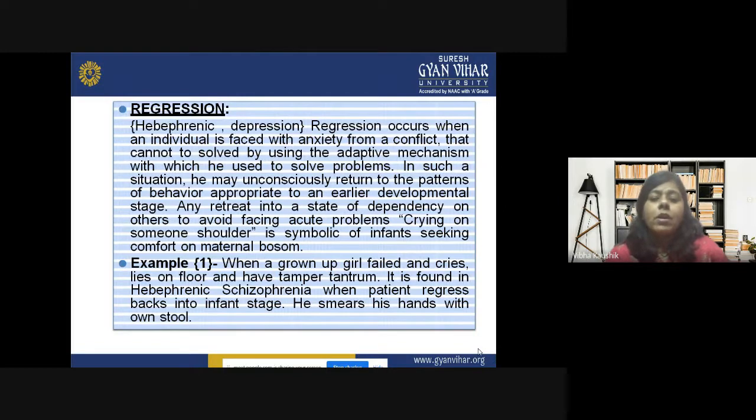Crying on someone's shoulder is symbolic of an infant seeking comfort on the maternal bosom. Example 1: when a grown-up girl fails and cries, lies on the floor and has a temper tantrum. It is found in hebephrenic schizophrenia, where patients regress back into the infant stage and smear their hands with their own stool.